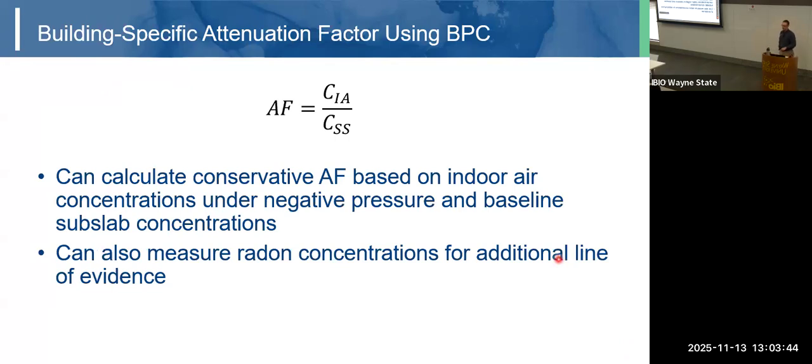All right, so back to the attenuation factor. For building pressure control, we can come up with an attenuation factor that's representative of what's going on in the building, but is still conservative. So by creating those worst case conditions, we can get a worst case indoor air concentration. We can put in an average representative subslab concentration and come up with an attenuation factor for that building.